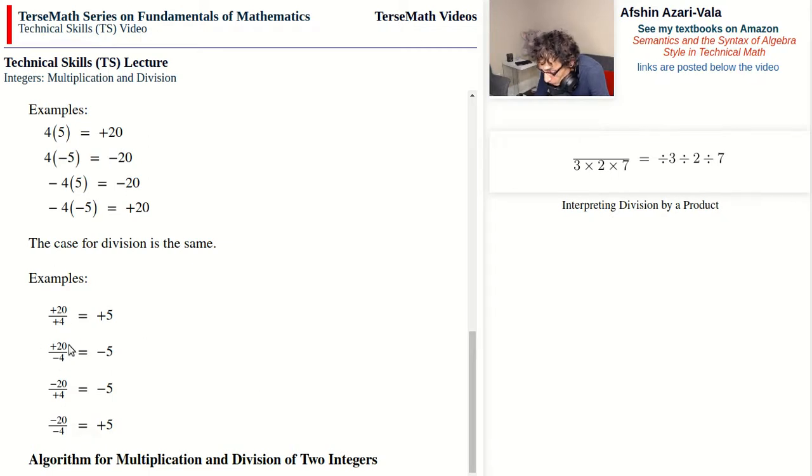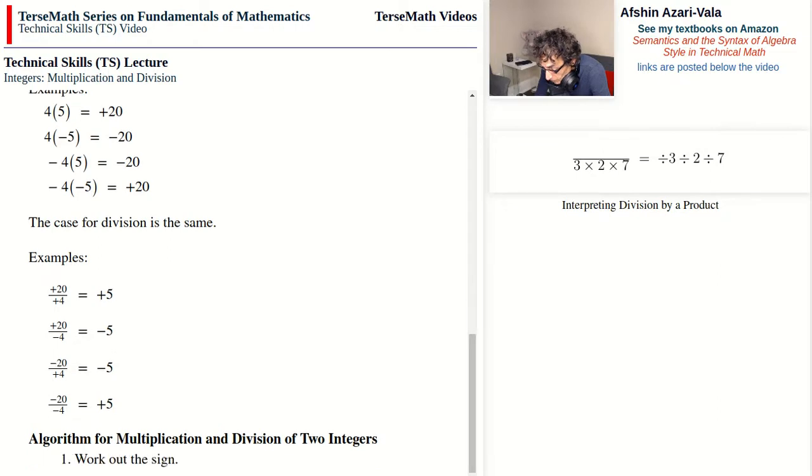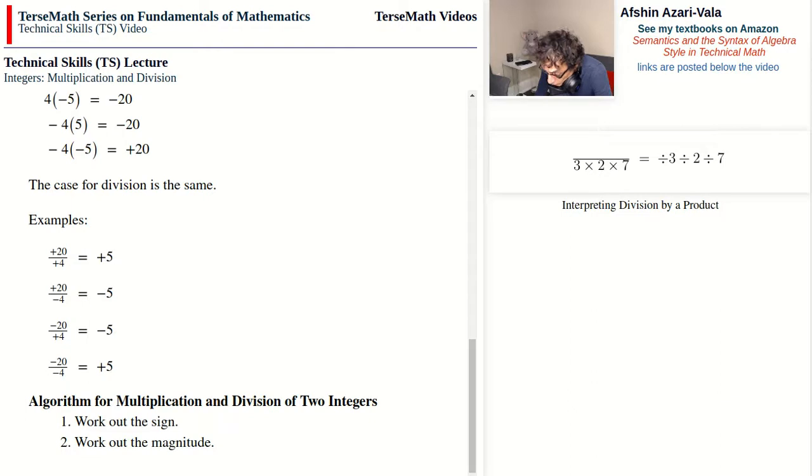If I was going to work out 20 divided by negative 4, I would first argue that it will be negative, and then I would divide 20 by 4. And once I've worked out the sign, I don't have to worry about the sign anymore. I just divide 20 by 4 and I get 5. So step 1 is to work out the sign, and then step 2, you ignore the signs now, and then you work out the magnitude.